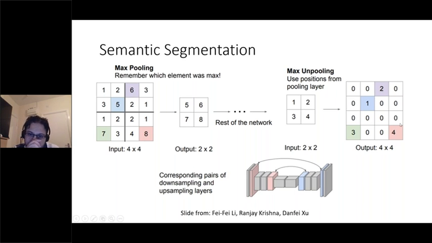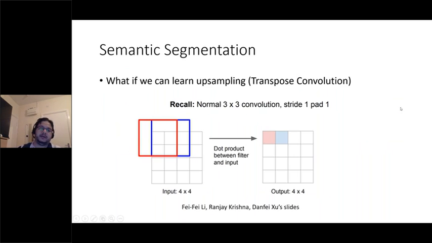Yes, it's very clear. So we keep the original positions for the max unpooling, and all the rest will be zeros, because we don't know what number to use. So this is for the max unpooling, one way of doing it.